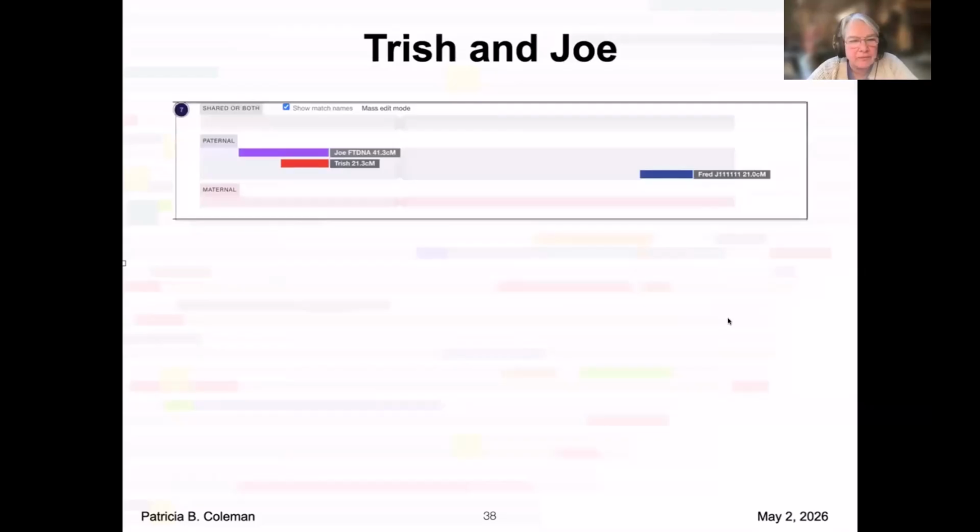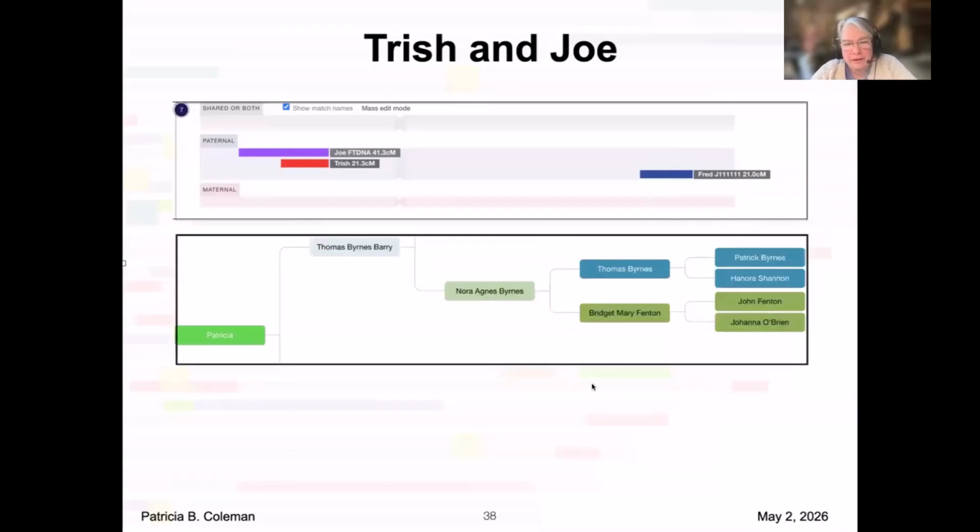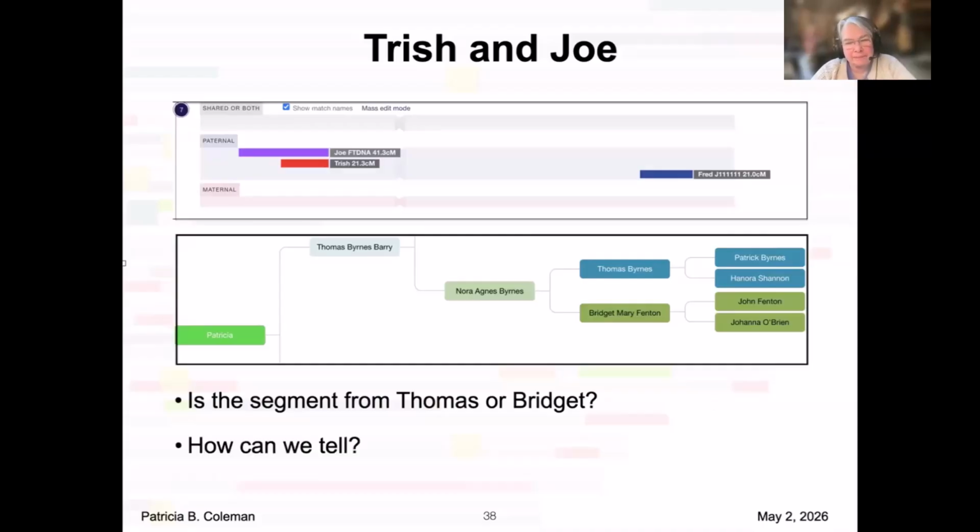And here's Trish and Joe on chromosome 7. And we'll see Fred in a couple of minutes. I guess I didn't get this image fast enough. And so we have Trish and Joe. And Trish and I descend from Thomas Burns and Bridget Mary Fenton. And is that segment that we share with Joe from Thomas or from Bridget? And how can we tell?